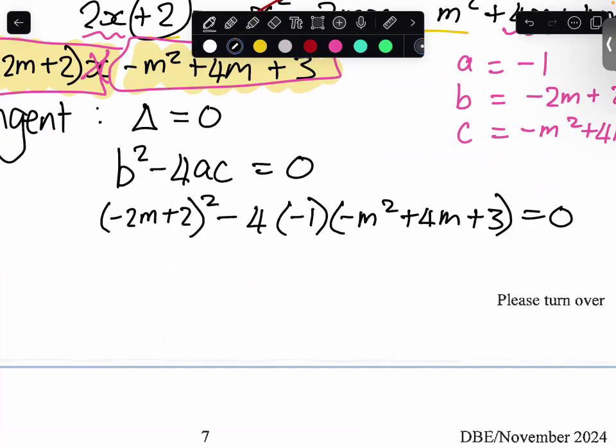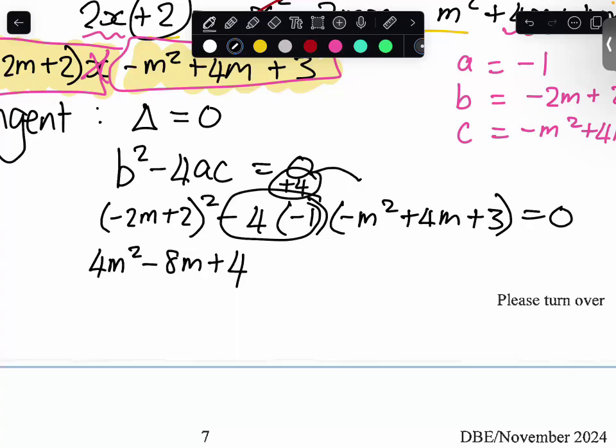It's going to give me, I'm just going to distribute this out. That gives me first times first is 4m squared. First times last times 2 gives me minus 8m. And last times last gives me a 4. This times this gives me a positive 4.